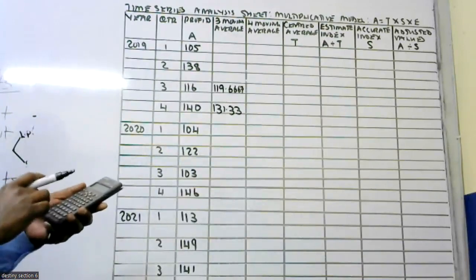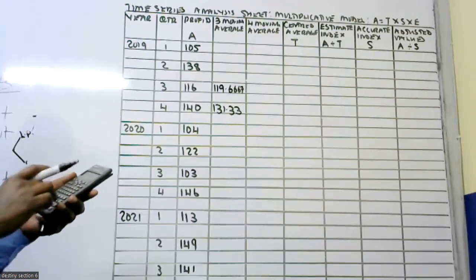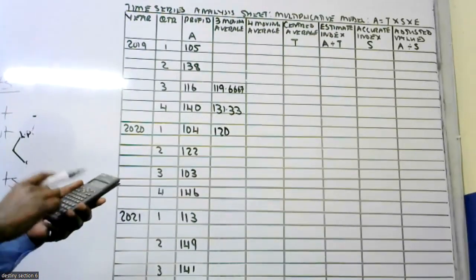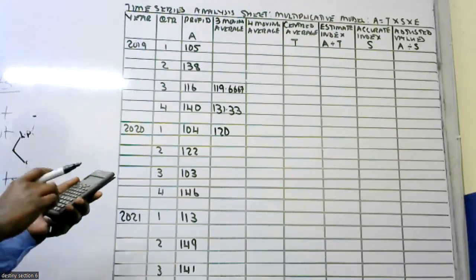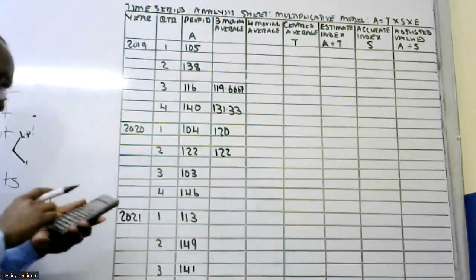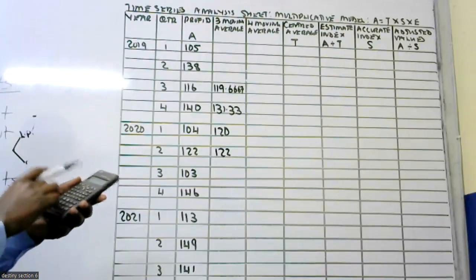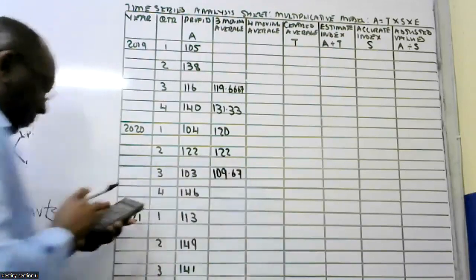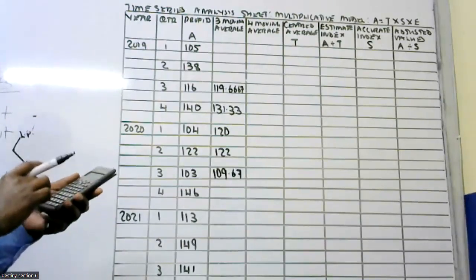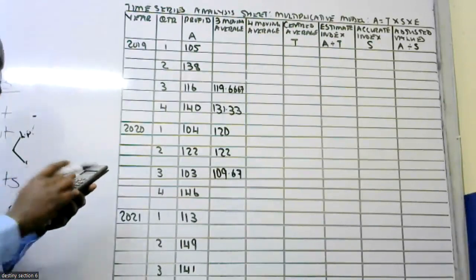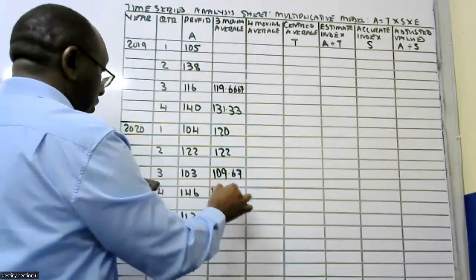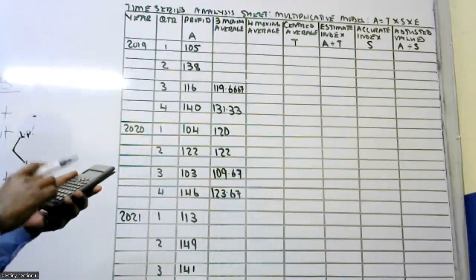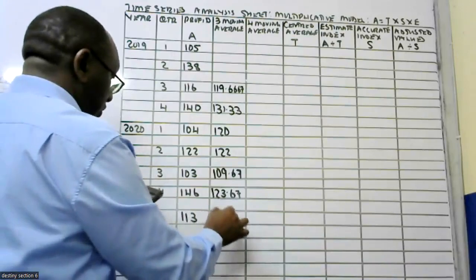Then 104 plus 140 plus 116. You divide by 3 is 120. Then 122 plus 104 plus 140. You divide by 3 is 122. 103 plus 122 plus 104 divided by 3 is 109.67. 146 plus 103 plus 122 divided by 3 is 123.67. 113 plus 146 plus 103 divided by 3 is 120.67.